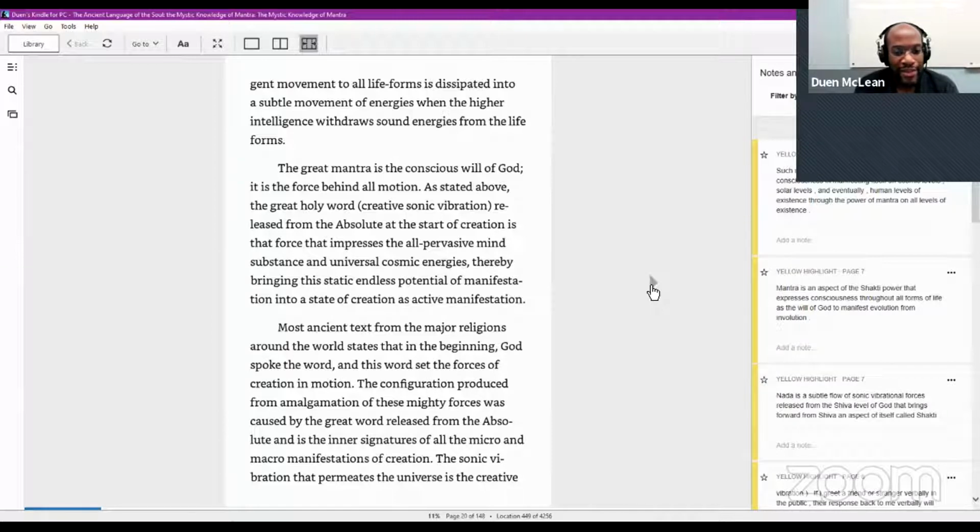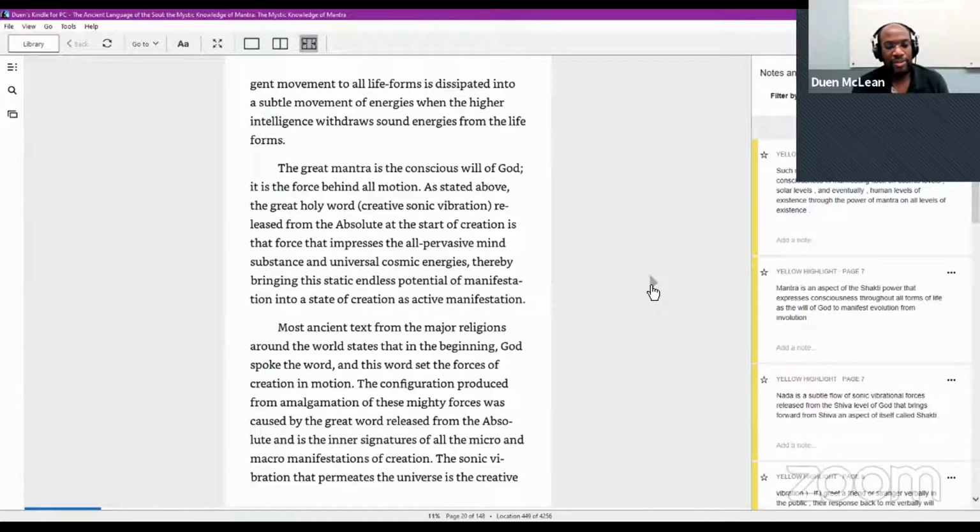Most ancient texts from the major religions around the world state that in the beginning, God spoke the word, and this word set the forces of creation in motion. The configuration produced from amalgamation of these mighty forces was caused by the great word released from the absolute and is the inner signatures of all the micro and macro manifestations of creation.